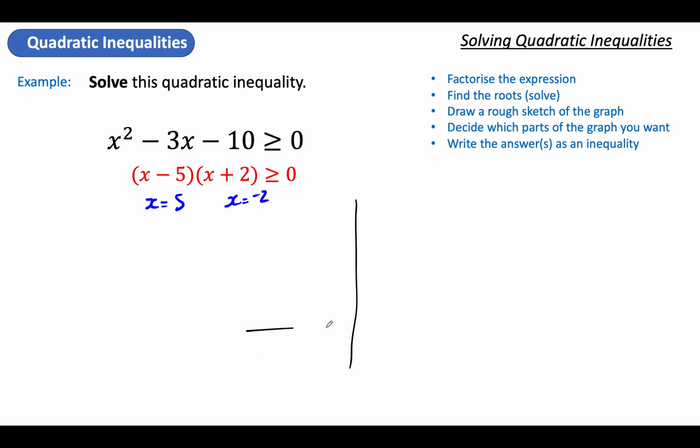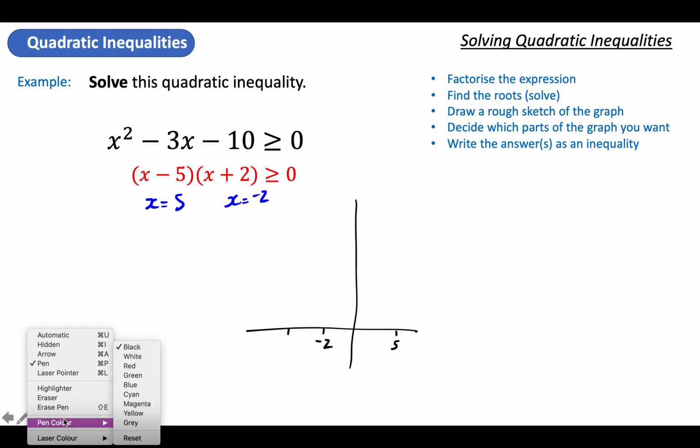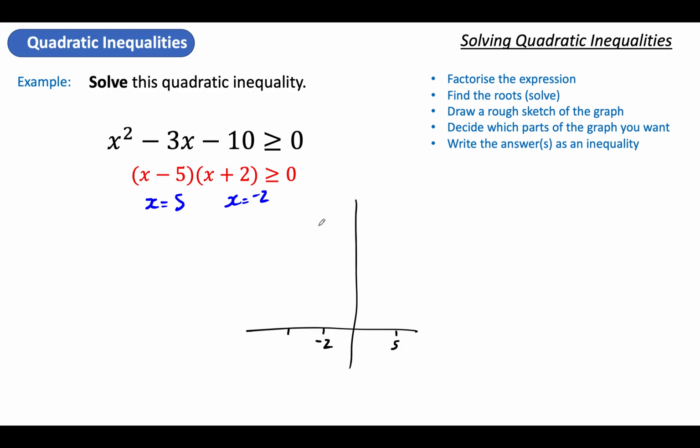But only if we pretend that it equals 0. Then you're going to sketch your graph out. And we've got the points of, well, that's not very accurate, let's put it there, -2 and 5. And you really don't need to be very accurate with this. It just needs to be a smiley graph going through the points you said. So it comes down through -2, back up through 5. So factorize, find the roots, draw a sketch, decide which parts of the graph you want. What does our sign say here? It says greater than or equal to 0.